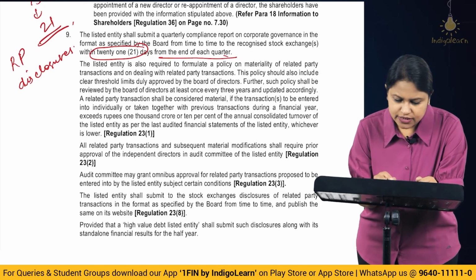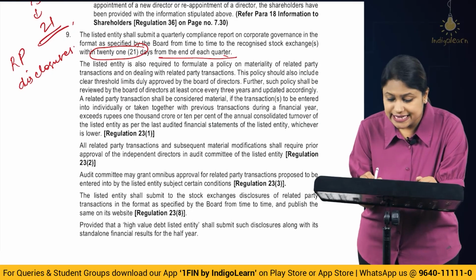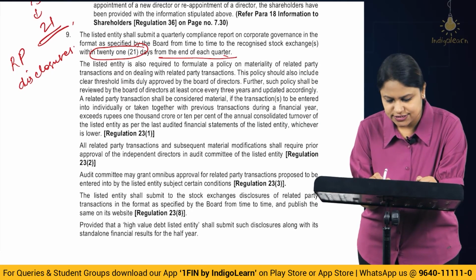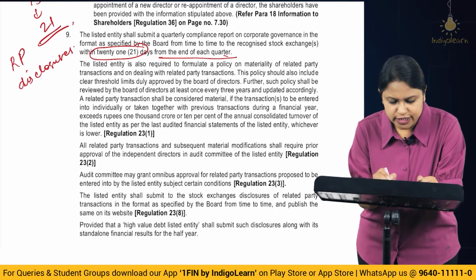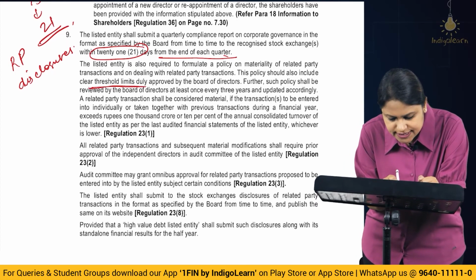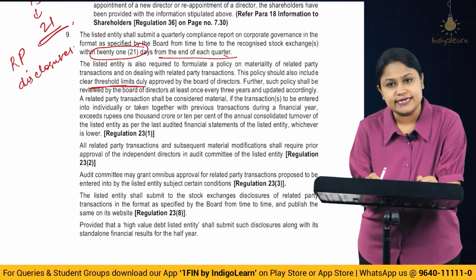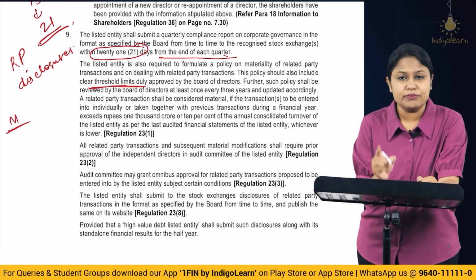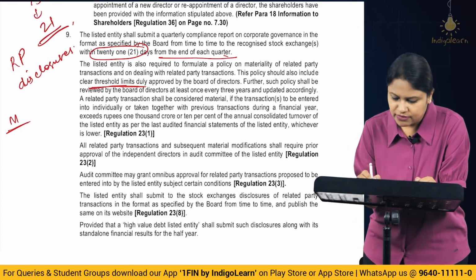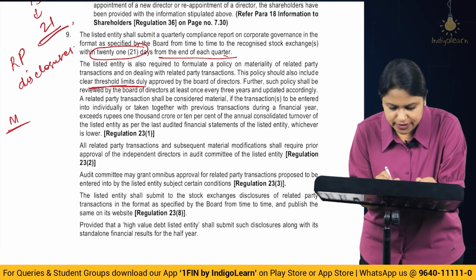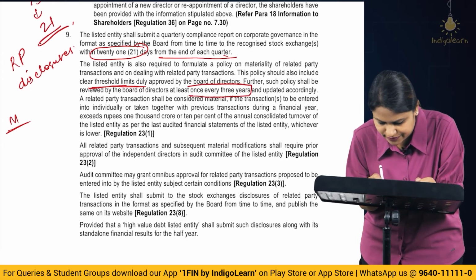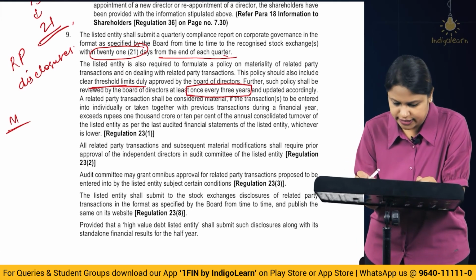Then further, the listed entity is also required to formulate a policy on the materiality of related party transactions and on dealing with RP transactions. This policy should also include clear threshold limits duly approved by the board of directors. That means the materiality level you have to fill in, which we are going to consider to be material related party transactions. Further, such policy shall be reviewed by the board of directors at least once in every 3 years, very, very important, and updated accordingly.